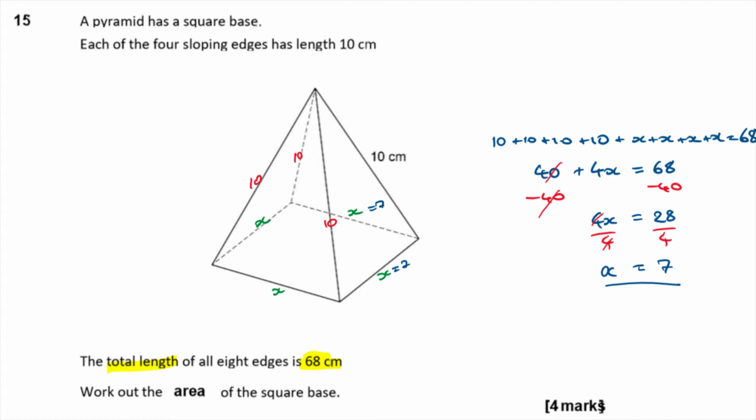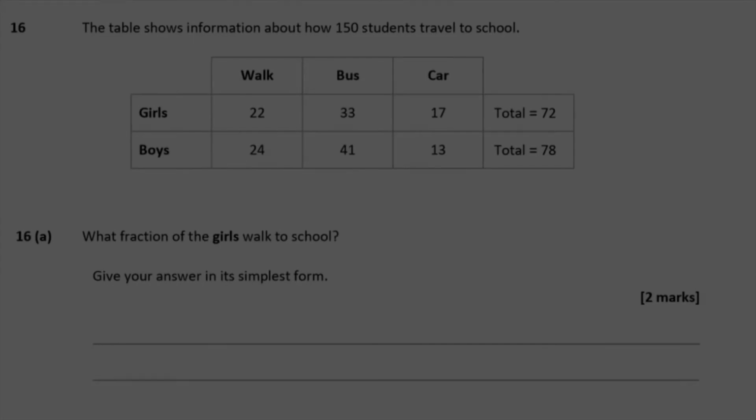Now we want to work out the area of the square base. The area of a square is side squared, isn't it? Because they're both the same. It's a rectangle with 2 equal sides. So it's just 7 times 7. It's going to be 49, and its area, so it's going to be square centimeters. So 49 square centimeters.